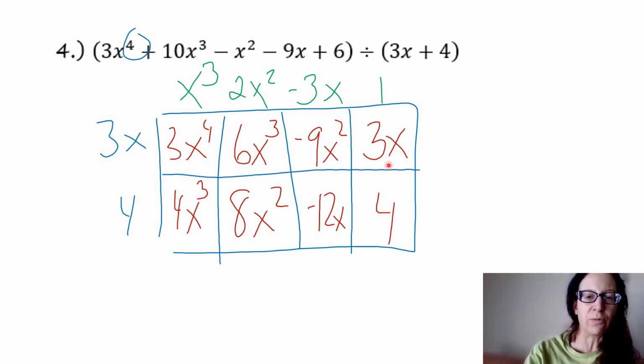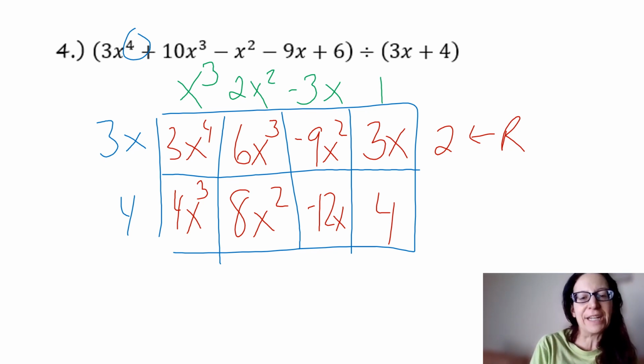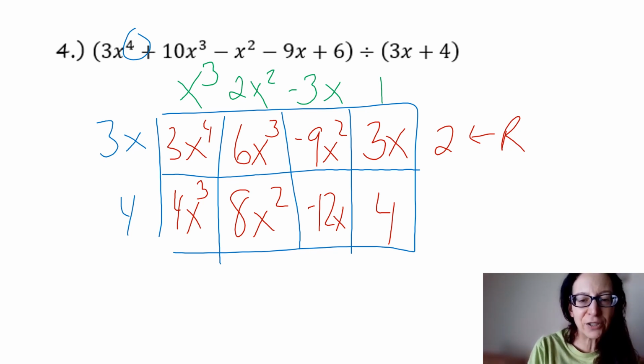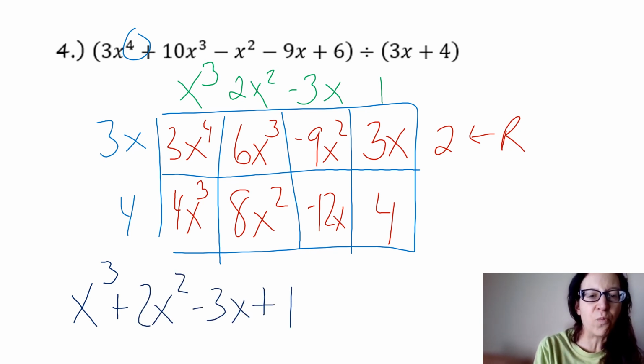Now here's where you got to deal with your remainder. I have a 4, but I need a 6. What would be added in right here in order for me to get that 6? That would have to be a 2, and that is your remainder. Now make sure that you write the answer correctly, okay? So that you're not just filling out this beautiful area model. In order to answer the question would be x to the third plus 2x squared minus 3x plus 1 plus the remainder over the divisor.